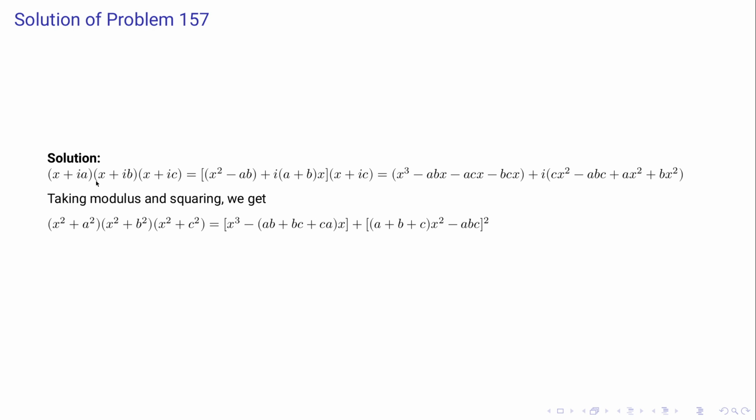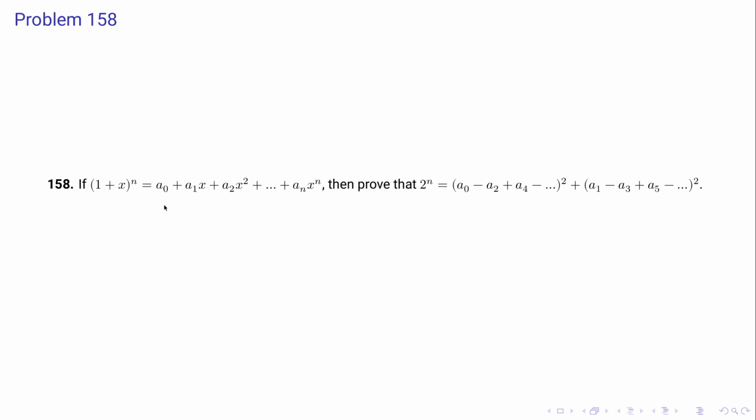The other way to do it would be to compute (x − ia), (x − ib), (x − ic) also, and then you multiply them, and you will arrive at the same result. So there are two ways to solve these two problems, that is 156 and 157.